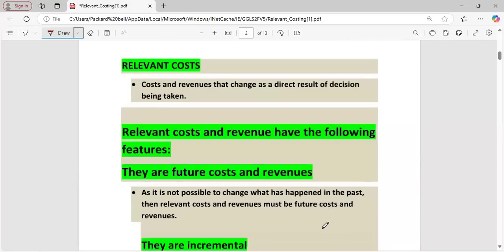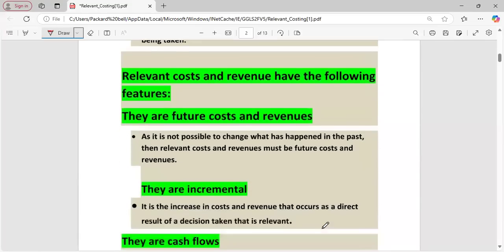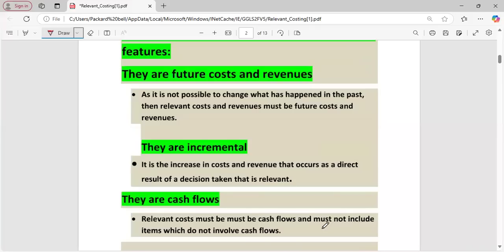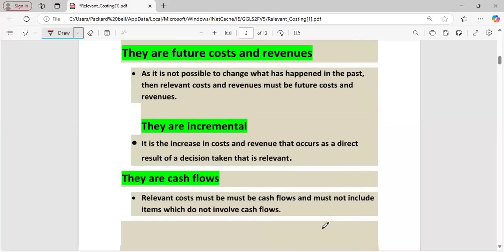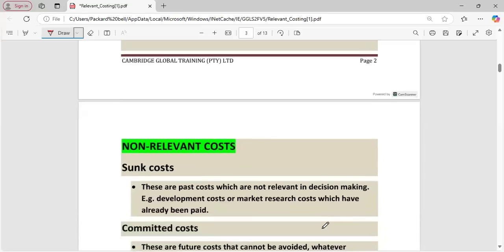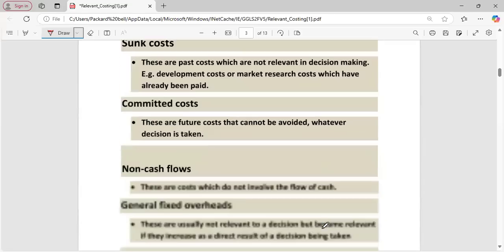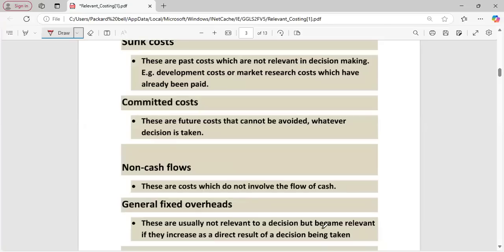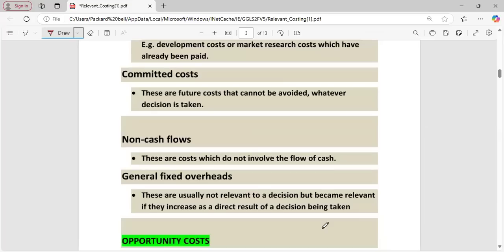I think you can check here. Relevant costs are future costs and revenue. They are incremental. They are cash flow. Then we have non-relevant sunk costs. Sunk costs are costs which are not relevant, those which have already been incurred, like development costs. Then we have committed costs and non-cash flows, like here, we have depreciation.